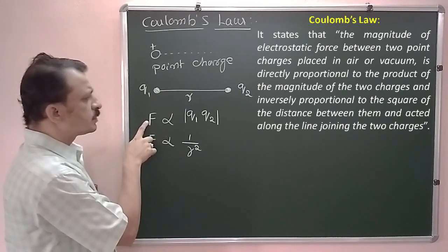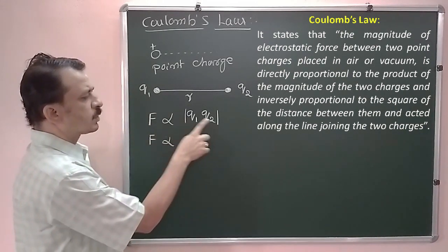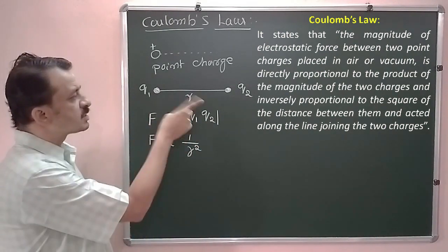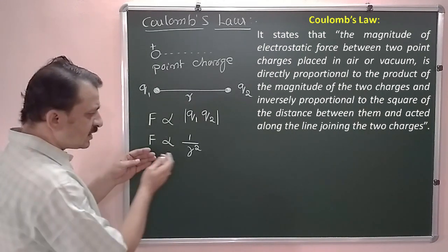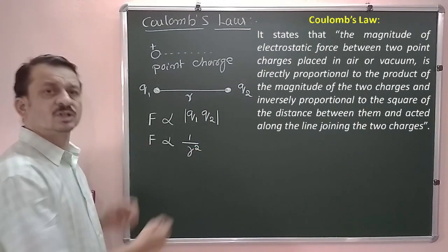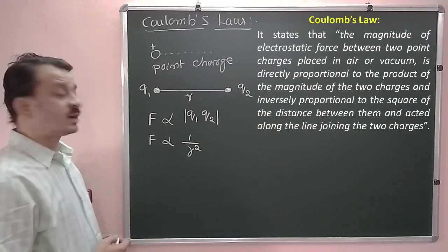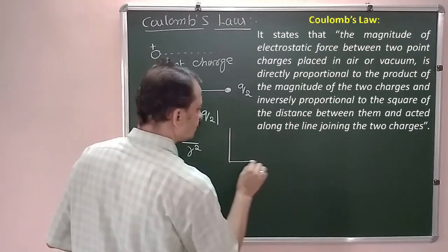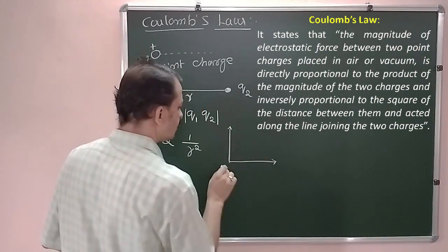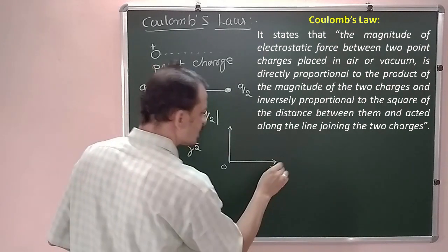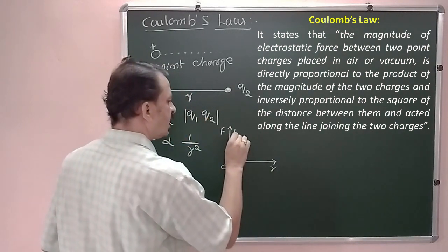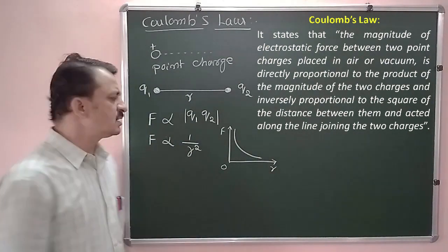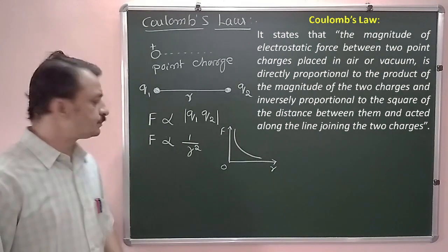Now, the force between 2 point charges is directly proportional to the product of magnitude of the 2 charges and inversely proportional to the square of the distance of separation. As we increase the distance, what about the force? It goes on decreasing because of the inverse square dependence. Simply, if this is the distance r and this is the force, we have a decay curve. In this, as the distance increases, the force goes on decreasing in this fashion.